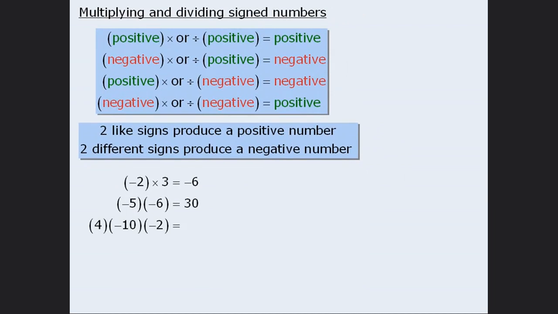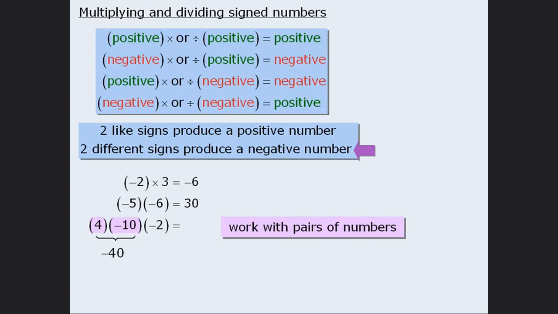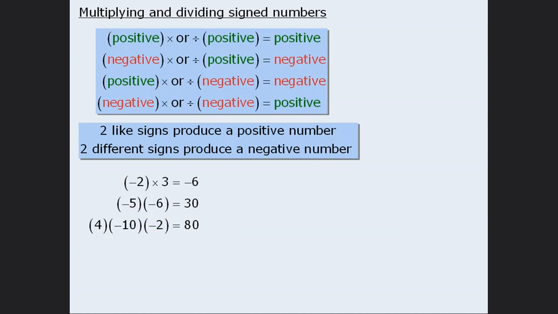Now, for products where there are more than two numbers, we must work with pairs of numbers. So first we have 4 times -10. Since their signs are different, the result will be negative, which means 4 times -10 equals -40. Next, we will multiply the result with -2. Since their signs are the same, the result will be positive, which means -40 times -2 equals +80. So the product of all three numbers here is +80.